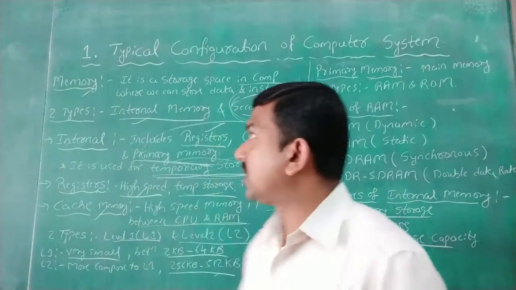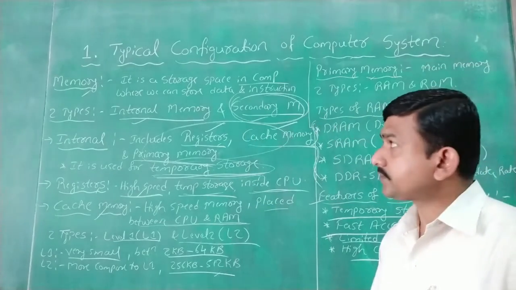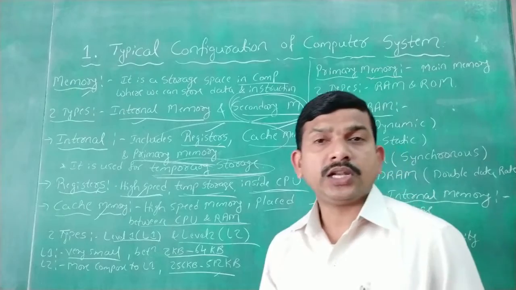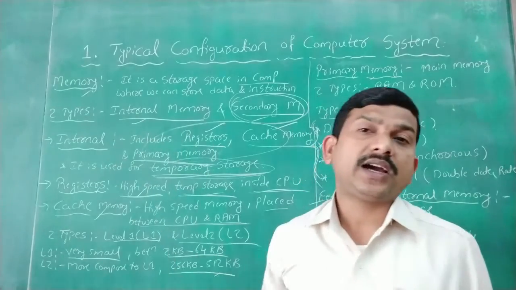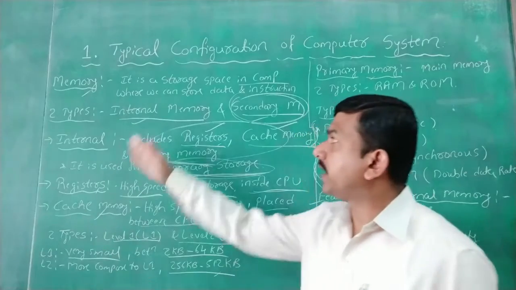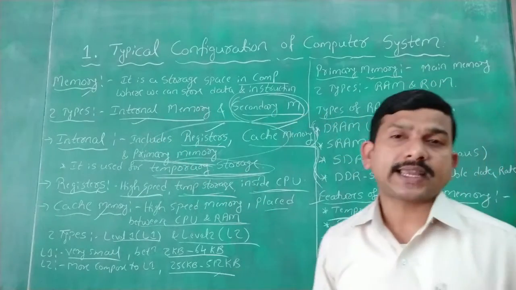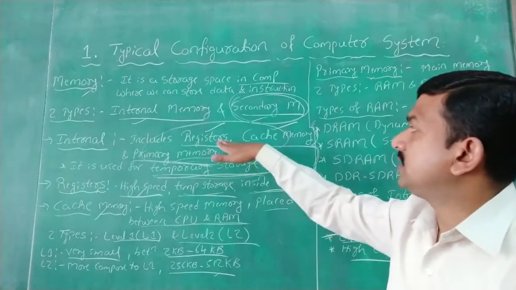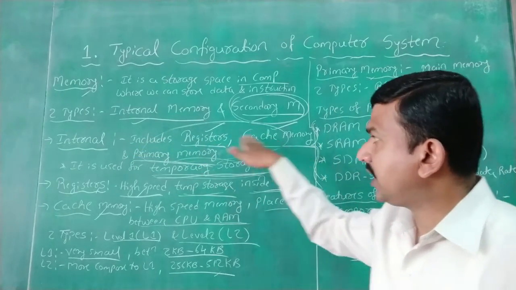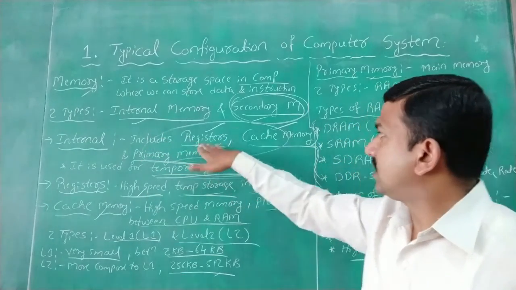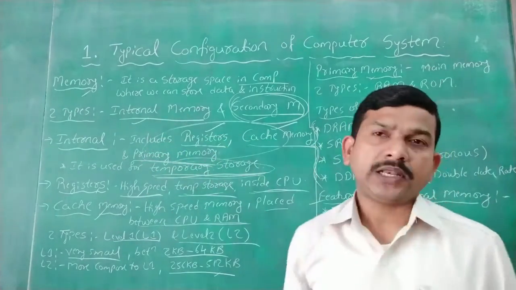So this is some basic introduction about memory. What do you mean by memory? It is a place in a computer where we can store data as well as instructions. There are two types of memory: internal memory and secondary memory. Internal memory contains registers, cache memory and primary memory.